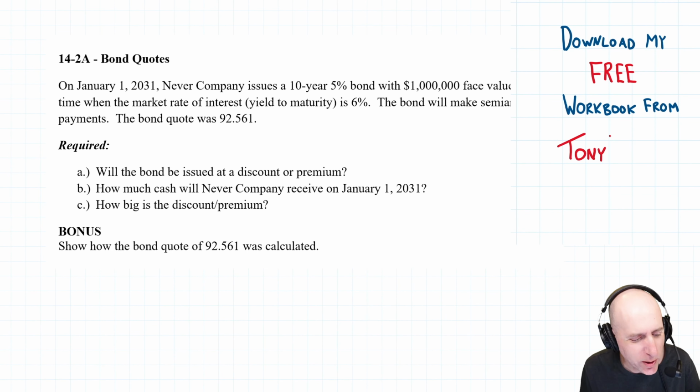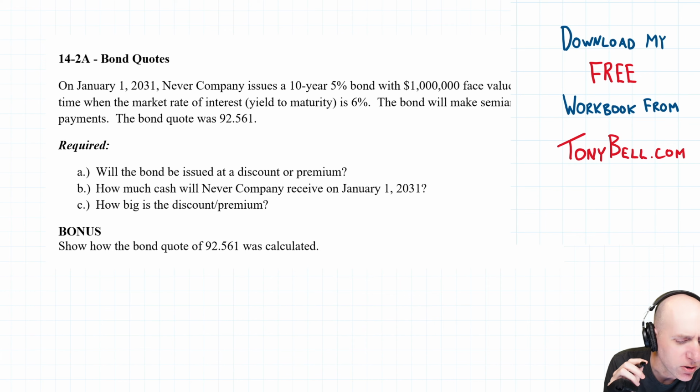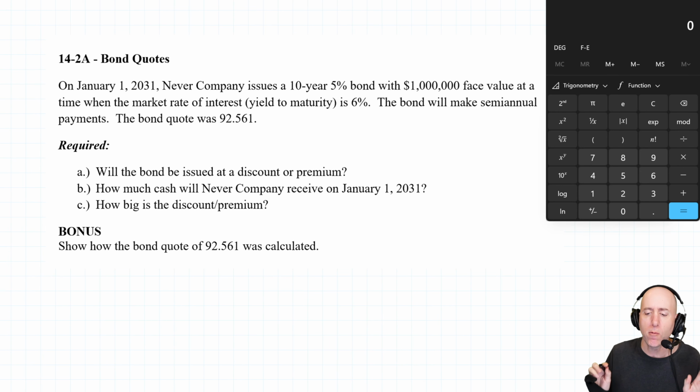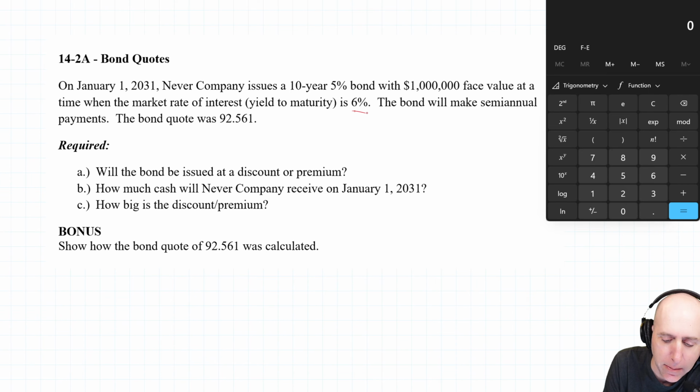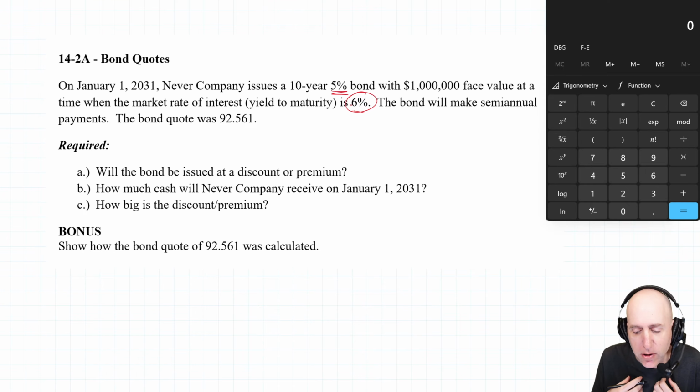Let's jump into problem 14.2a on bond quotes. On January 1st, 2031, Never Company issues a 10-year, 5% bond with a $1 million face value at a time when the market rate of interest, aka yield to maturity, is 6%. We're offering 5%. The market for similar companies to ours is 6%. Therefore, our bond is not going to be attractive. Our bond will issue at a discount.